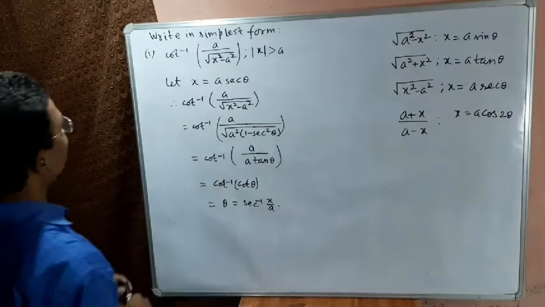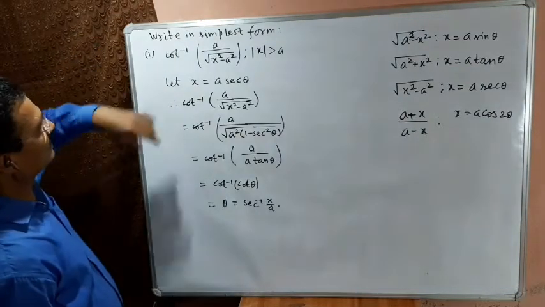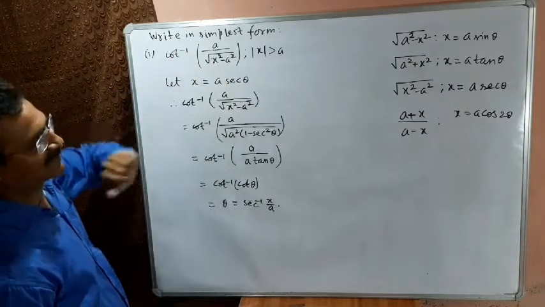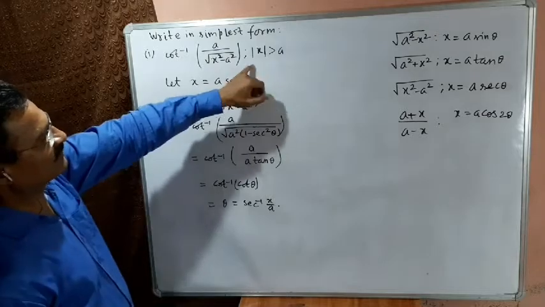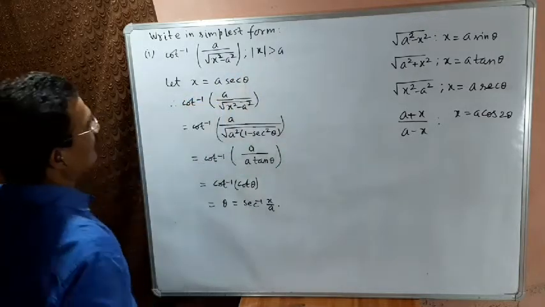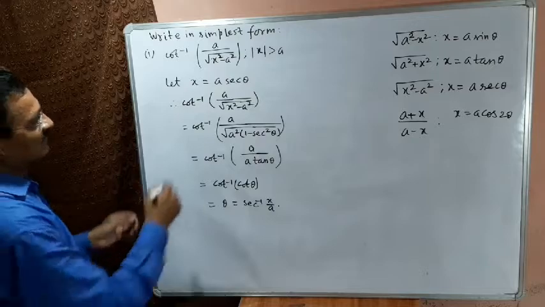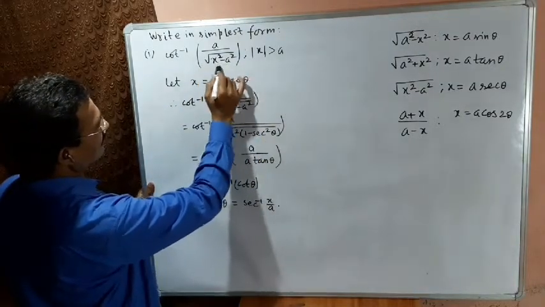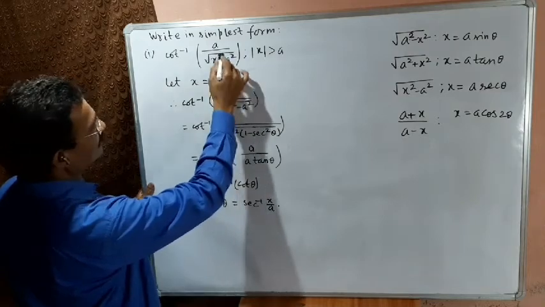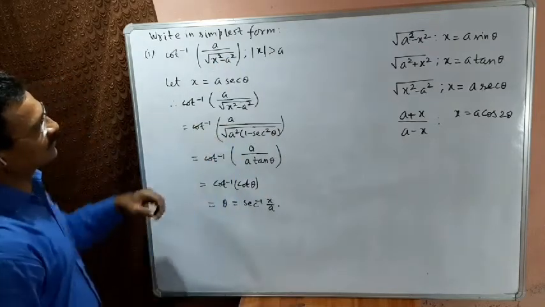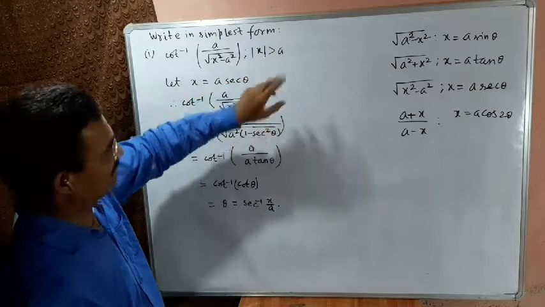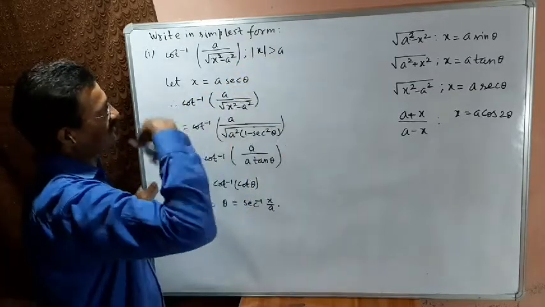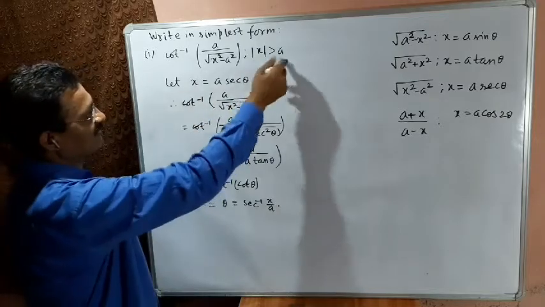First question I have taken: write in simplest form cot inverse a upon square root of x square minus a square, where mod x is greater than a. We can understand if mod x is not greater than a, then in a square root there will be a negative quantity and this will not be real. Therefore, mod x would be greater than a, which is given. Even if it were not given, we still understand that mod x is greater than a.